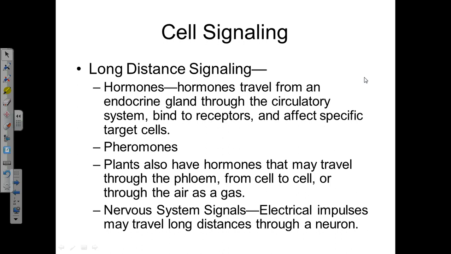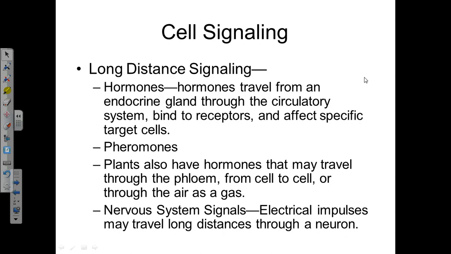They're released from the gland into the blood, which means they go to which cells? All of them. But are all cells affected by every hormone? No. Nope. Only ones with what? The right receptors. Because just like enzymes, receptors are specific, right? Only a certain thing will fit into the groove on it. What do we call cells that are affected by a particular hormone? Targets, right? They're target cells. So hormones travel from an endocrine gland through the circulatory system, through the blood, bind to receptors, and affect specific target cells.